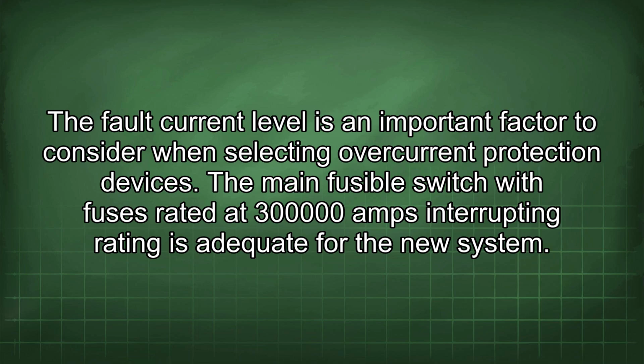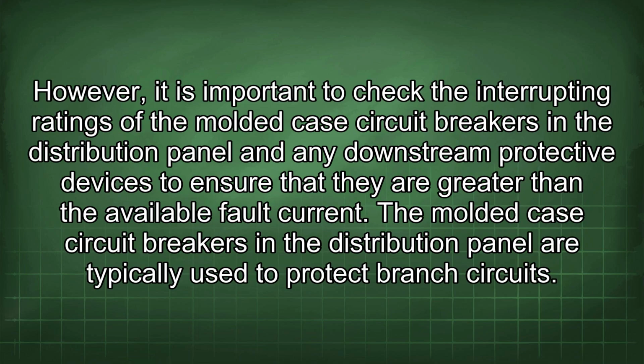The main fusible switch with fuses rated at 300,000 amps interrupting rating is adequate for the new system. However, it is important to check the interrupting ratings of the molded case circuit breakers in the distribution panel and any downstream protective devices to ensure that they are greater than the available fault current.